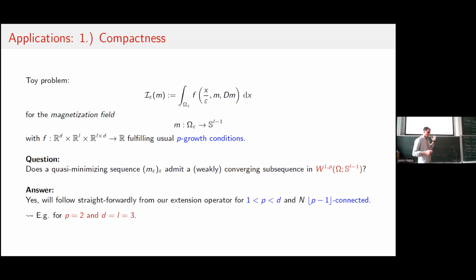And if you apply our operator, it's straightforward actually to show that in the case that p is between 1 and d, and N is additionally (p-1)-connected, so this is the main assumption we'll have to enforce, then you can easily see that you can extract the subsequence. How do you do it? You extend the functions because of the p-growth conditions. And if your operator is additionally bounded, you'll get functions on the whole domain Ω, which are uniformly bounded. And then you apply the usual procedure with Banach-Alaoglu, and you can extract a weakly converging subsequence in W^{1,p}, for example.